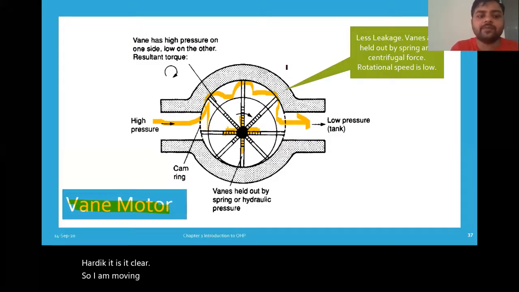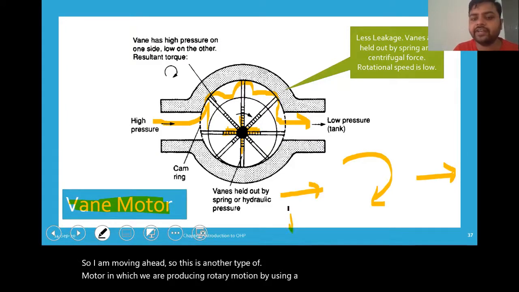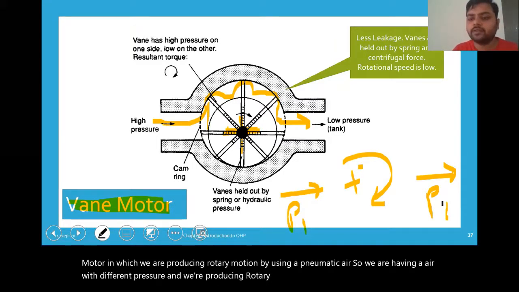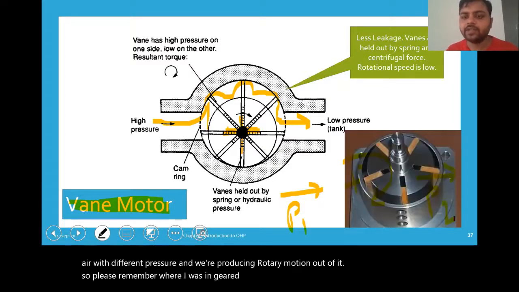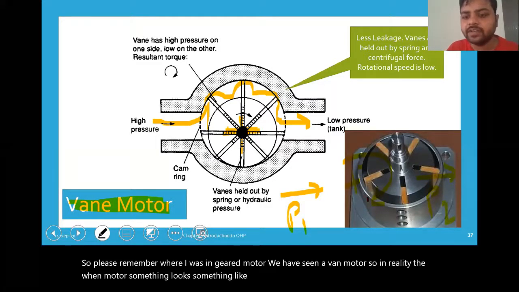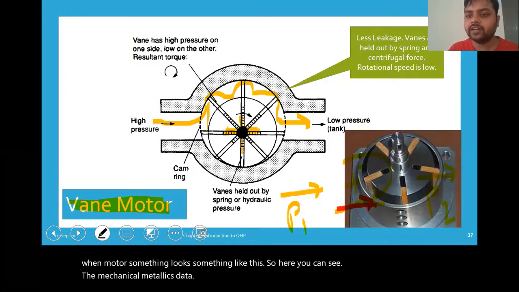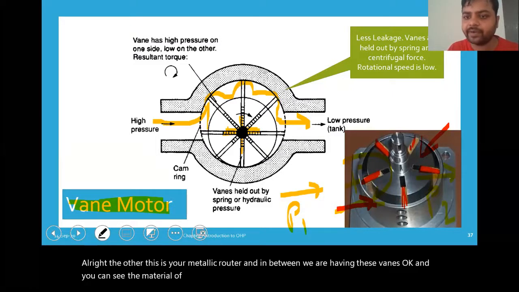So this is another type of motor in which we are producing rotary motion by using pneumatic air. So we are having air with different pressure and we are producing rotary motion out of it. All right. So please remember, we have seen a geared motor, we have seen a vane motor. So in reality, the vane motor looks something like this. So here you can see the metallic stator. The other, this is your metallic rotor, and in between we are having these vanes. And you can see the material of the vane. It is yellowish ceramic material.